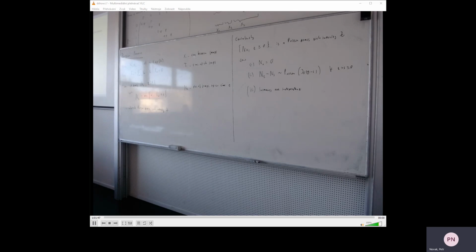For the Poisson process, if the distribution of the times between jumps has a really small expectation, you can see the process jumping really, really fast. So then it depends on the actual lambda, on the intensity of the process.